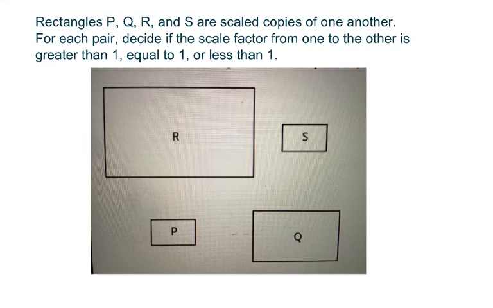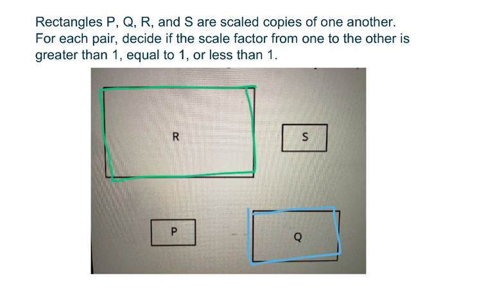Rectangles P, Q, R, and S are scaled copies of one another. For each pair, decide if the scale factor from one to the other is greater than 1, equal to 1, or less than 1. For this problem, we're going to be comparing rectangle Q to rectangle R.